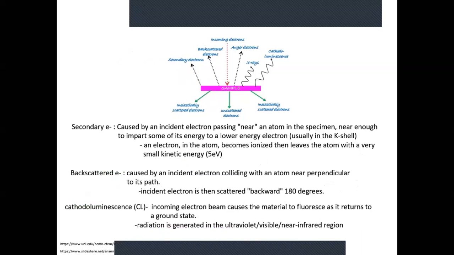There's also backscattering, where an incident electron collides with an atom perpendicular to its path and gets scattered backwards. There's also, as we talked about, Auger electrons and X-rays. There's also cathodoluminescence, so the incoming electron beam causes the material to fluoresce as it returns to its ground state, producing either UV, visible, or infrared radiation. Now, what we're mainly interested in is the incoming beam hits the sample.